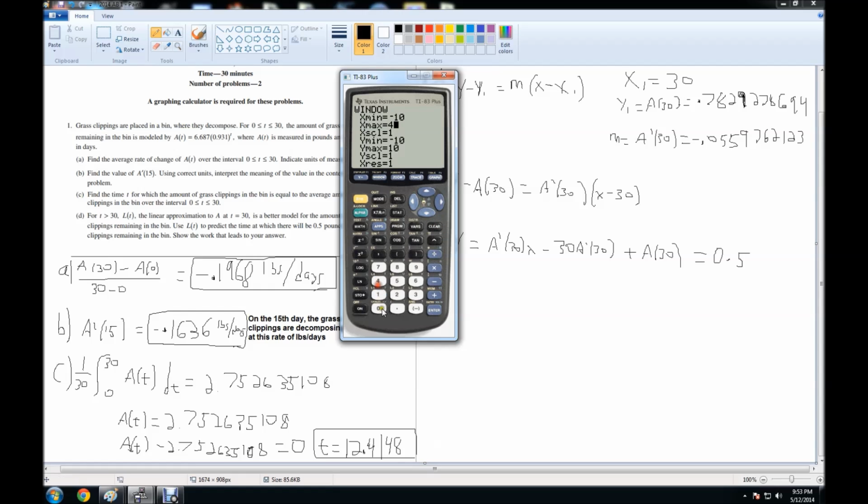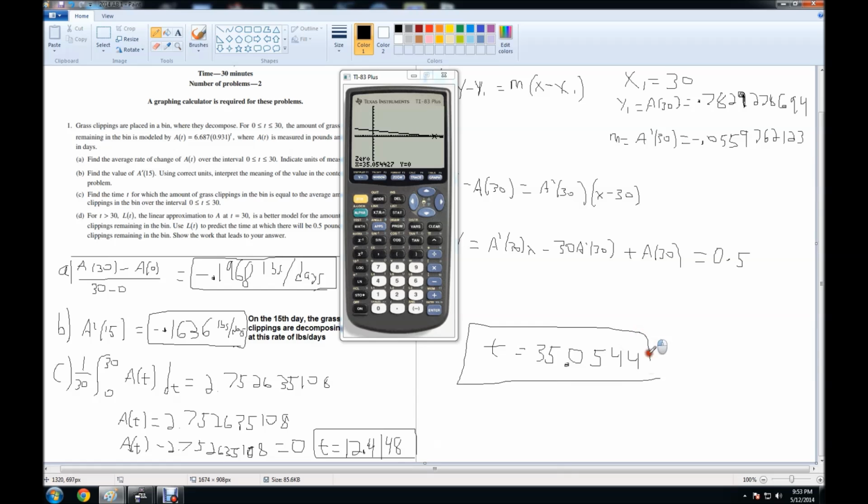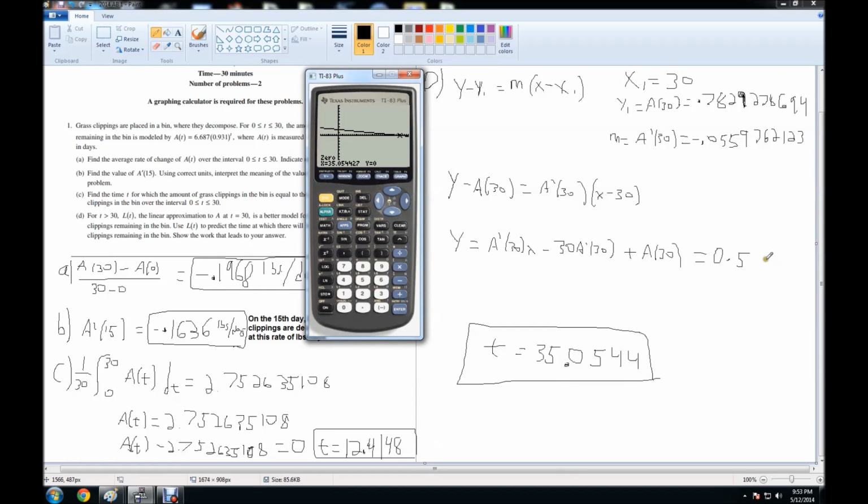So I'm going to put x max 40. And then if I go to second calc, 0, left bound there, right bound 40, find our 0. Our 0 is t is equal to 35.0544. And that is our answer to part D. Remember, I subtracted 0.5. So if I do a prime of 30 x minus 30 a prime of 30 plus a of 30 minus 0.5, set it equal to 0, solve for t, we get our answer.